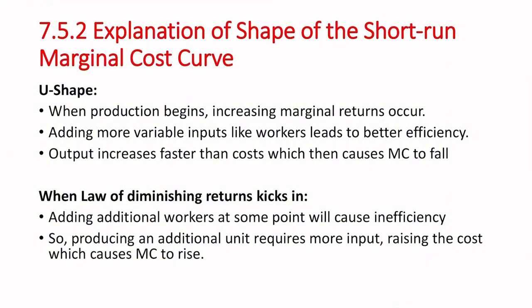The U-shape is caused because when production begins, increasing marginal returns occur. Adding more variable inputs like workers leads to better efficiency. Output increases faster than costs, which then causes marginal costs to fall. When the law of diminishing returns kicks in, adding additional workers at some point will cause inefficiency. So, producing an additional unit requires more input, raising the cost, which causes marginal cost to rise.